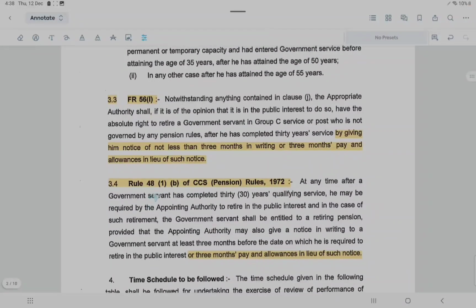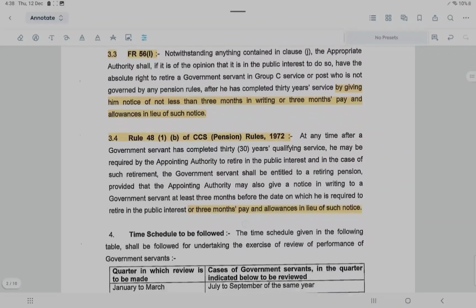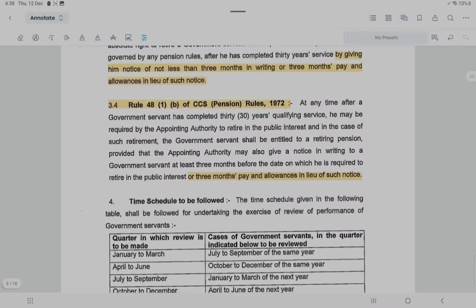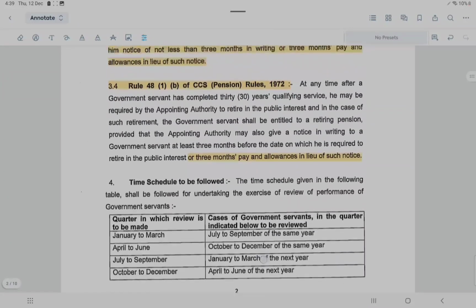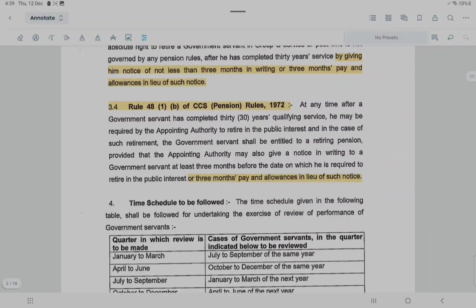उसके बाद rule 48(1)(b) of pension rules, again same thing, 3 months pay and allowances in lieu of such notice. So we know that what are the pay and allowances which has to be given during this period as asked in the question. So option 4 was right. डायरेक्टली लैंग्वेज नहीं दी हुई है बट क्लियर है कि आपको 3 months पे एंड अलाउंसेस देने हैं in lieu of such notice. So let's move on to the next question.